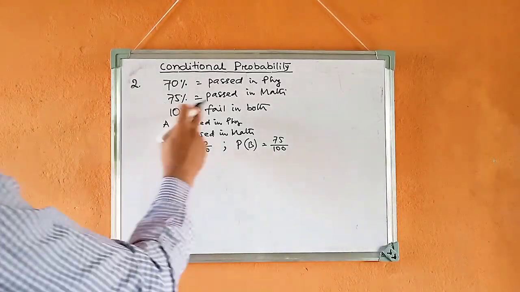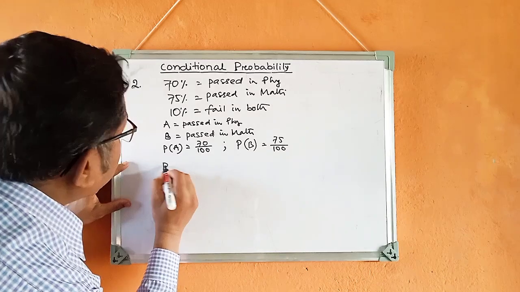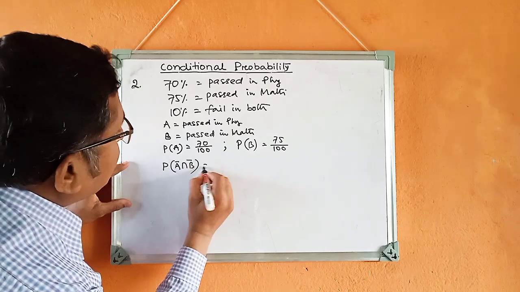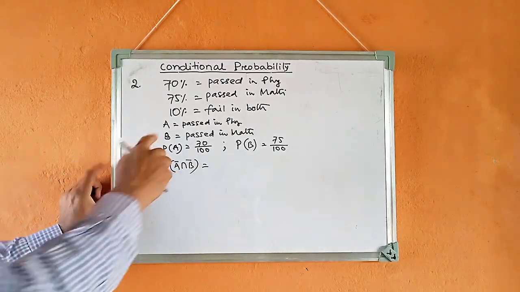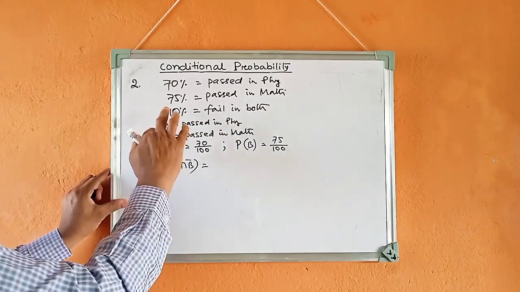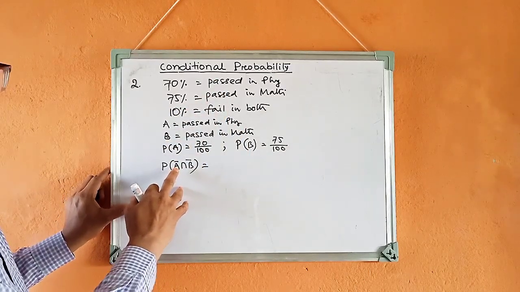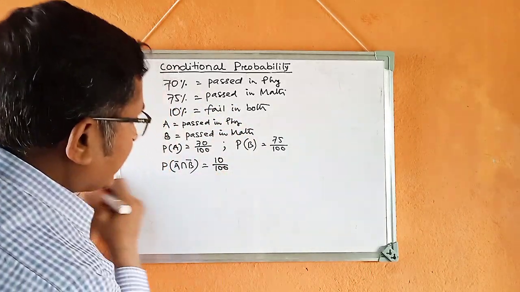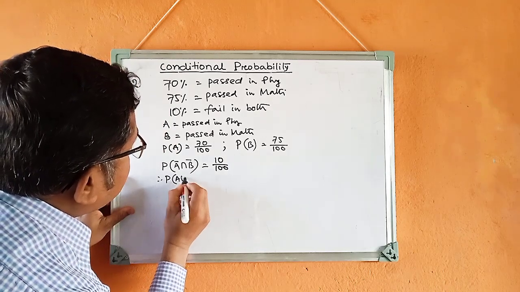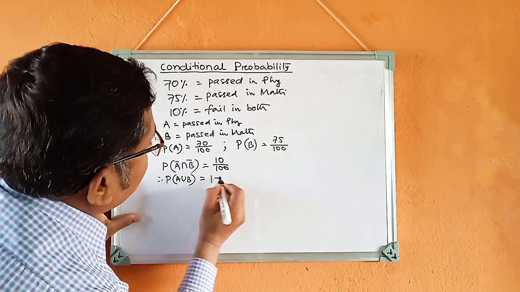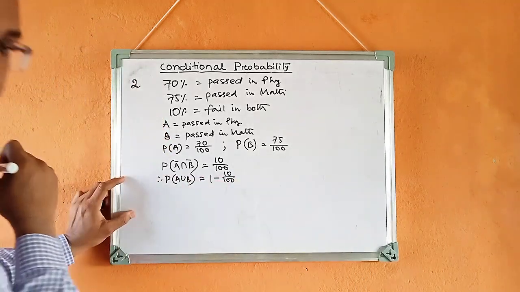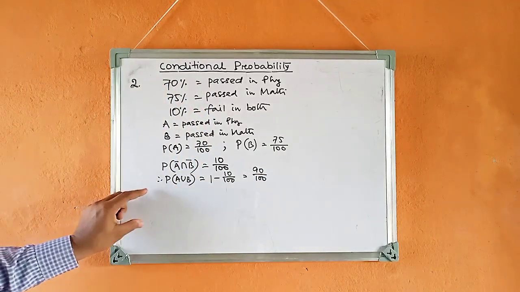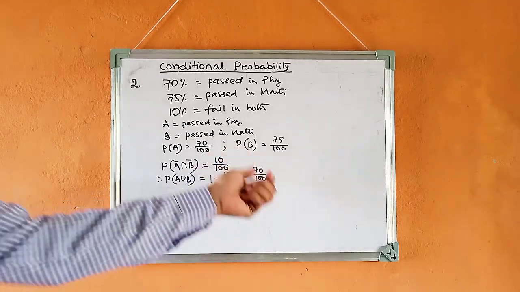Now, 10% fail in both subjects. A is the event passed in physics and B is the event passed in mathematics, so failing both is the complement event: probability of A complement intersection B complement is 10 by 100. Then P(A union B) equals 1 minus 10 by 100, that is 90 divided by 100. The probability of A union B, the students who passed, is 90 divided by 100.